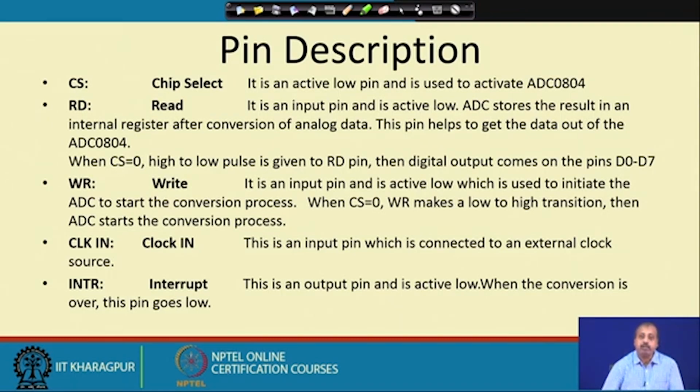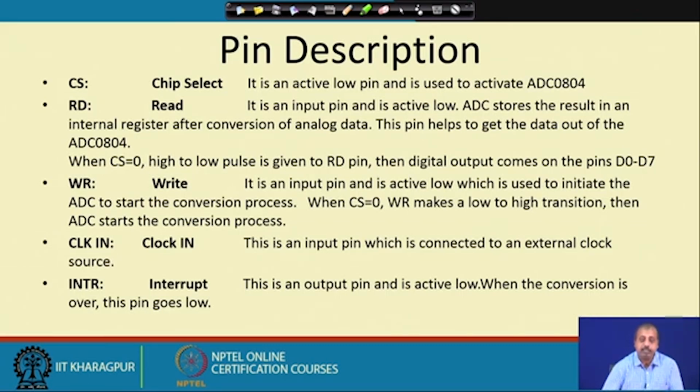So, it will hold the value in some internal register. To read the value from that register onto the data bus, you should make this read bar pin low, so that you get the value in that register onto the data bus. When CS equal to 0 or CS bar is activated, a high to low pulse will be given to the read pin, and then the digital output will come onto D0 to D7. So, this is the read line, and it requires a high to low pulse, that is a falling edge triggered operation.